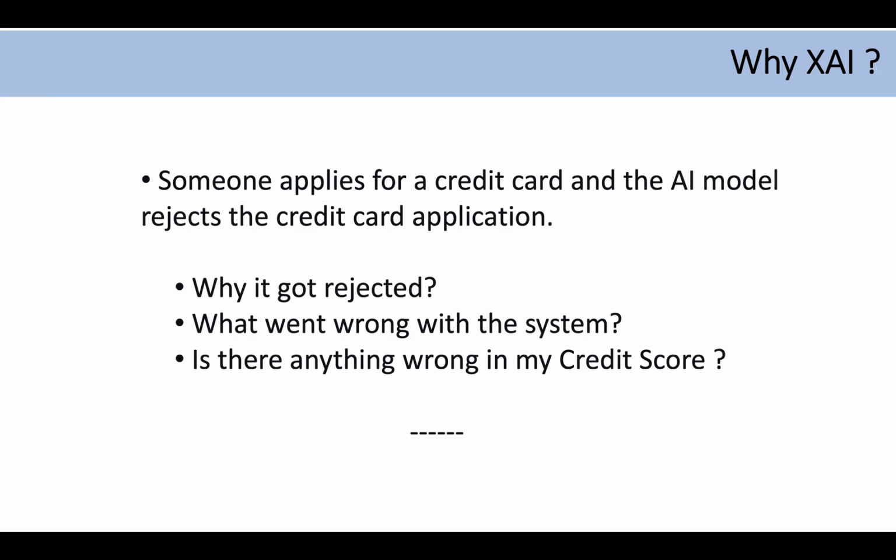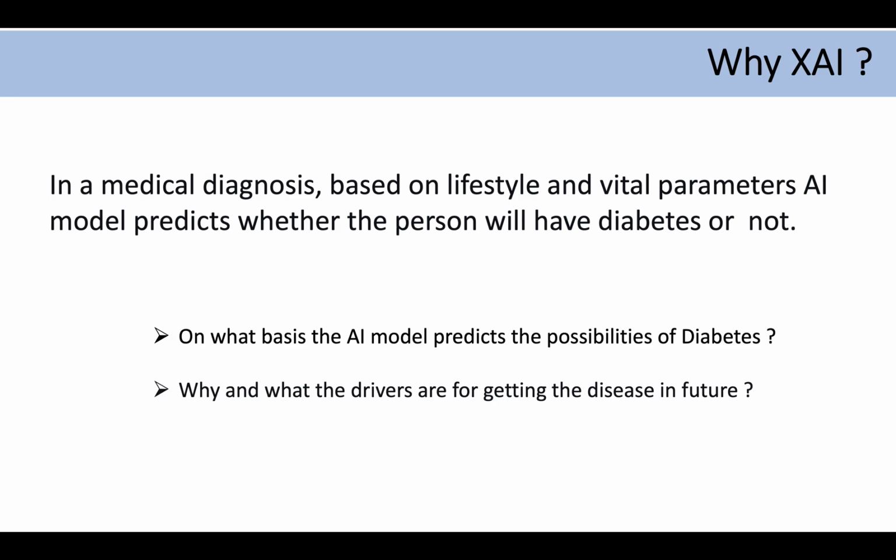Let us see one more example. In a medical diagnosis, based on the lifestyle and the vital parameters, an AI model predicts whether a person will have diabetes or not. Now the question is, on what basis does the AI model predict the possibility of diabetes? Why, and what are the drivers for getting the disease in future?